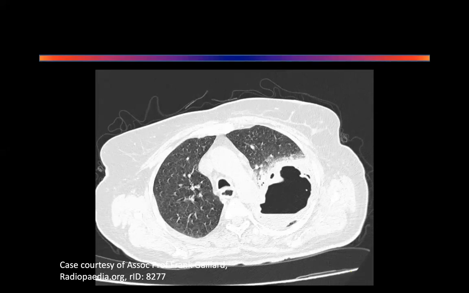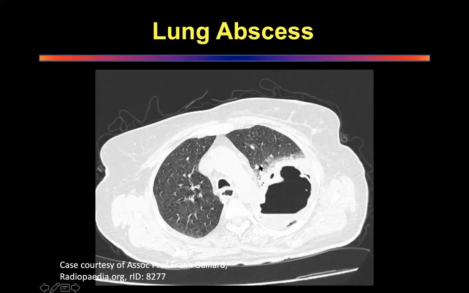What have you forgotten to describe? There are two things you didn't tell me. Air fluid. What is this? There's a fluid level. Okay. And what is this? Onion peel. Not onion peel. This is actually consolidation, collapse consolidation of the lung surrounding this area. So more likely to be a lung abscess. Yes. This is a description.